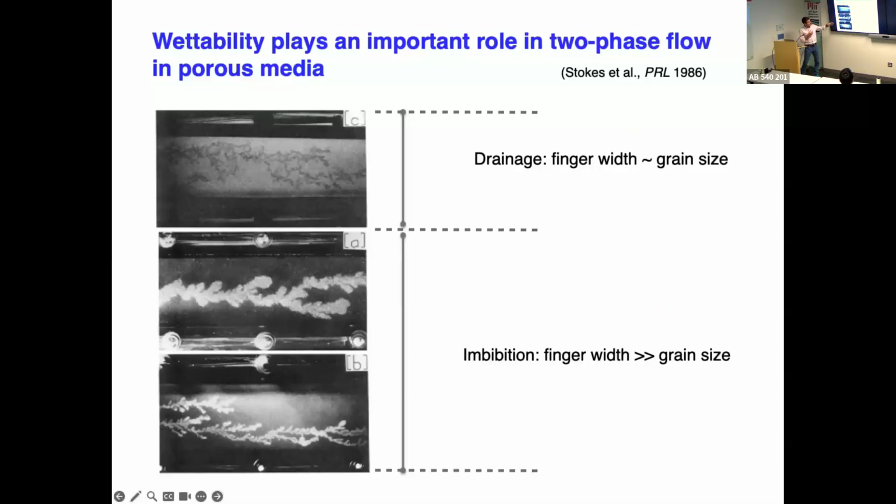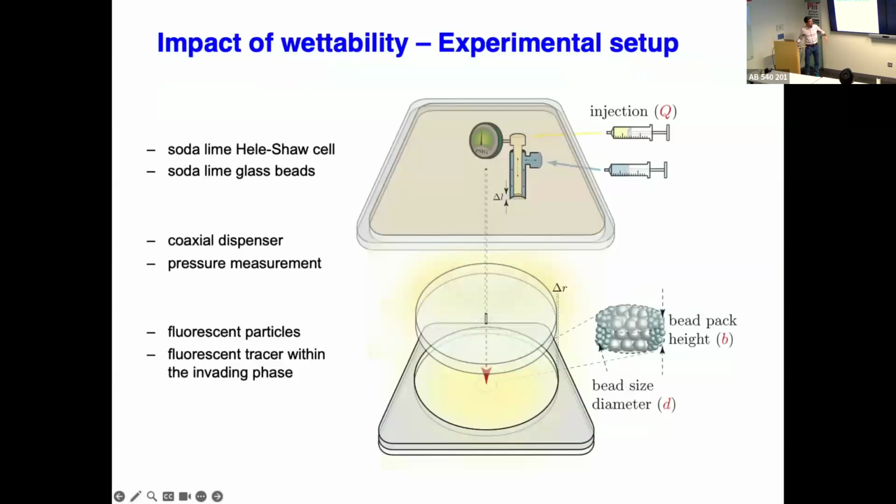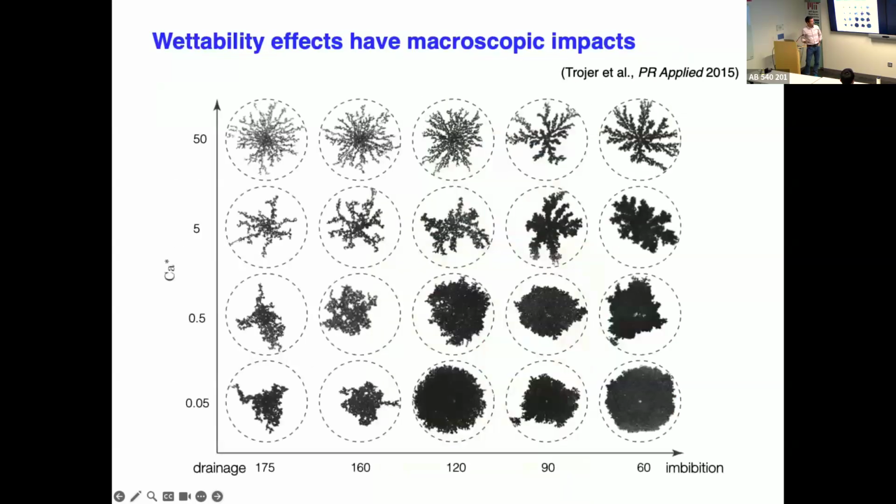And so they have a series of papers where they illustrate this, very nicely, that drainage viscous fingering in a porous medium is very different from imbibition viscous fingering. So when the invading fluid is more wetting than the defending fluid. So we decided to take a closer look or a more comprehensive investigation of this phenomenon.